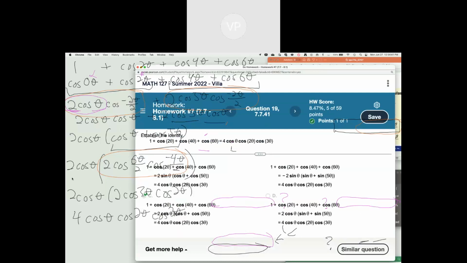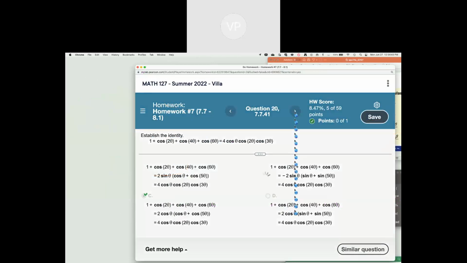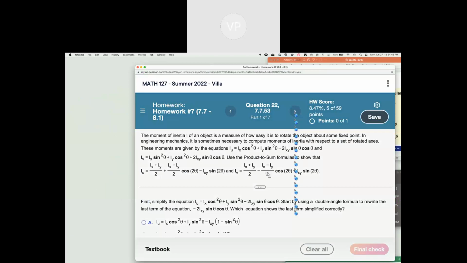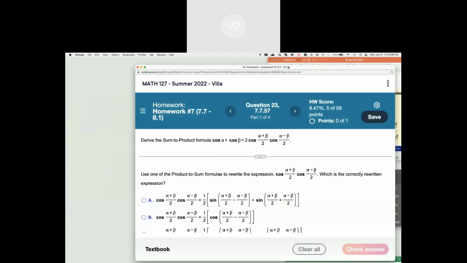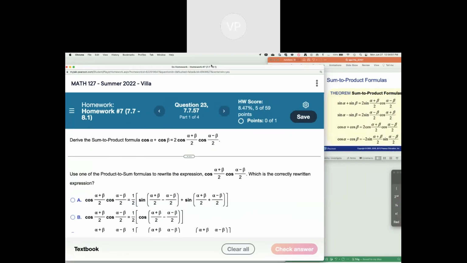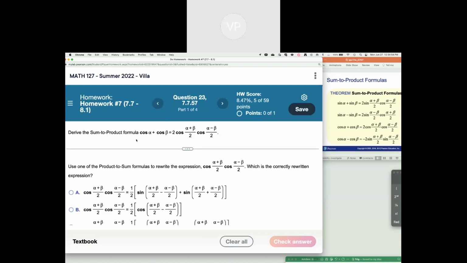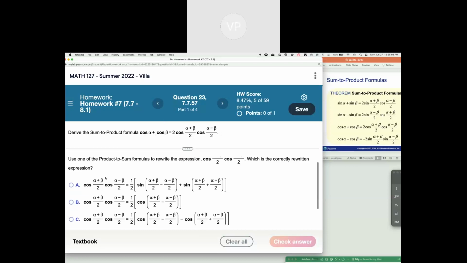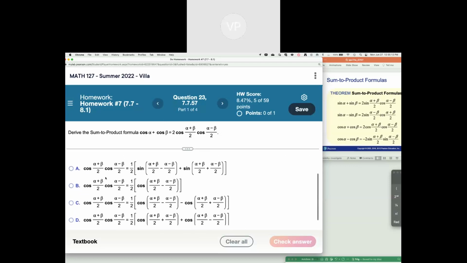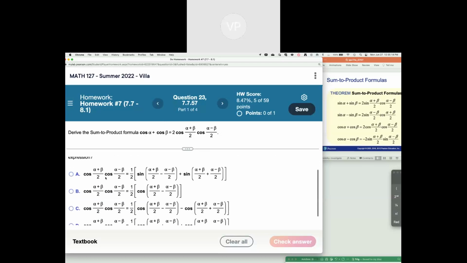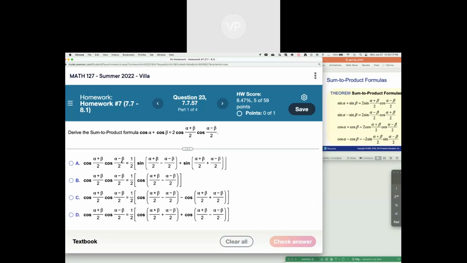Okay? So let's go to, if there is a number 23. Derive the sum to product formula of cosine plus cosine equals all of this. Okay, so it's the same formula. They say derive it. What that means is they want us to show why this is true. So it's a given over here. So you can't just go and say, oh yeah, this is the formula, we're done. We know it's true. They want us to try to figure out, well, how in the world did you get it here?